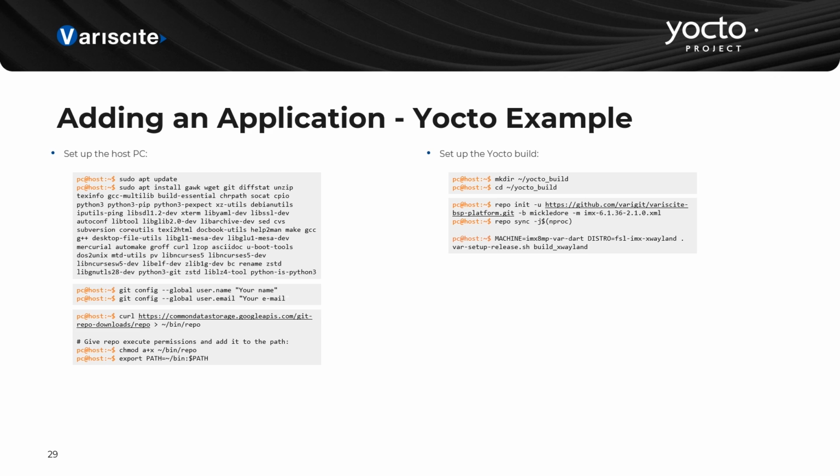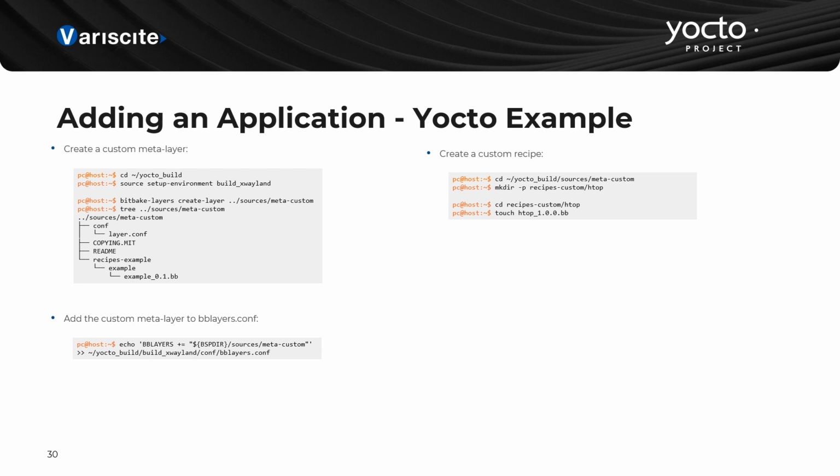So first you're going to need to install all the packages required by Yocto, configure your GitHub username and user email. You're going to download the repo tool and use repo to initiate the manifest to fetch all the metadata required so you can start building your Yocto image.